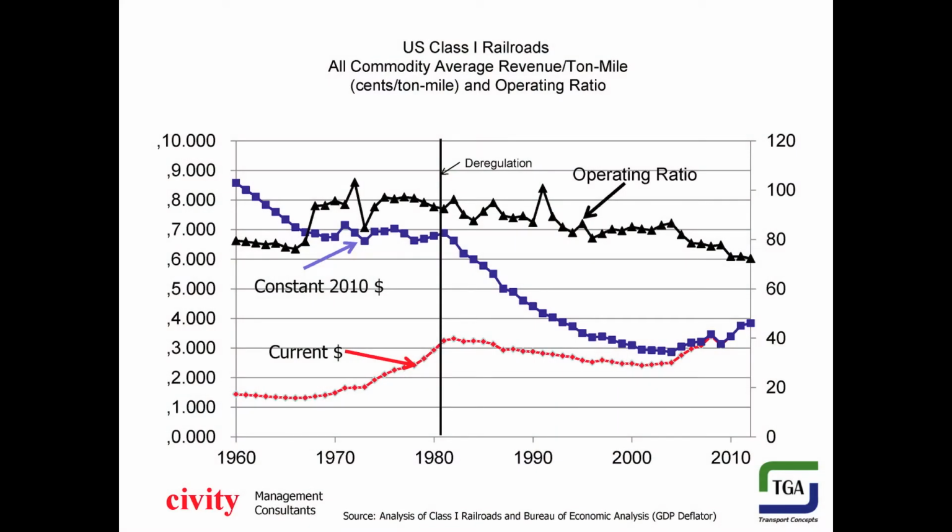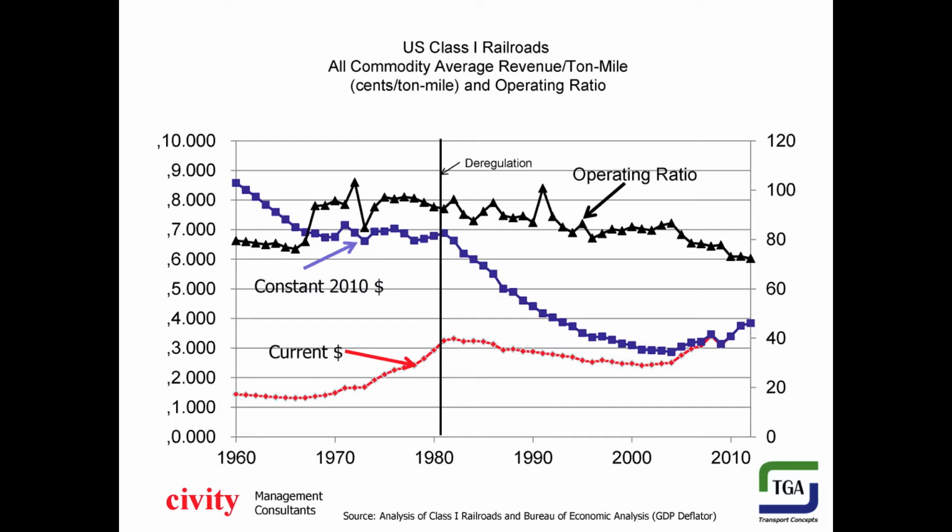Here's what happened in the United States. I've drawn a line at deregulation, and you can see that average tariffs are there in blue, in constant 2010 dollars, and they fell by more than half over a period of 20, 30 years. They've trended upward recently, but that's because basically the railways have run out of capacity, and much more important, because the highways have run out of capacity, and the railways are able to price up their traffic a little bit, which they are appropriately doing.